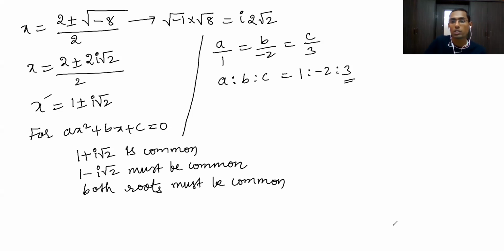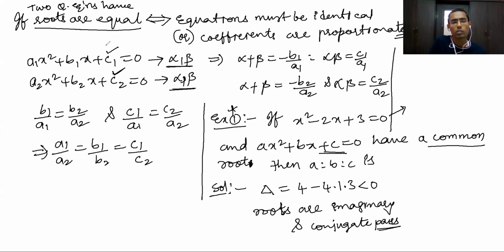So like this, you should understand this point is important. If two quadratic equations have both roots common, say alpha and beta are the roots of both the equations, then the coefficients must be proportionate. Hope you understand this one. All right, so this one we finished.